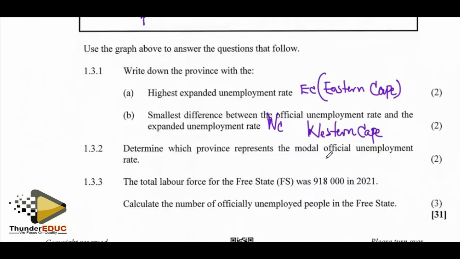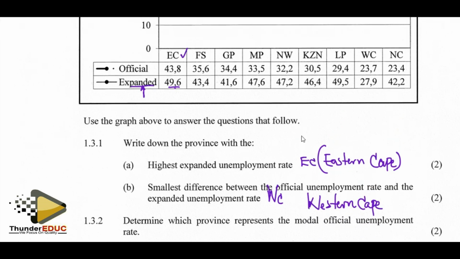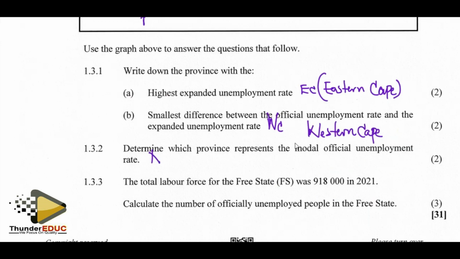Determine which province represents the mode of the official unemployment rate. We come here, remember mode simply meaning the number repeating itself. Here we don't have any numbers that repeat themselves. It could have been these two here, but one is 4 and the other is 7. So we end up saying none.